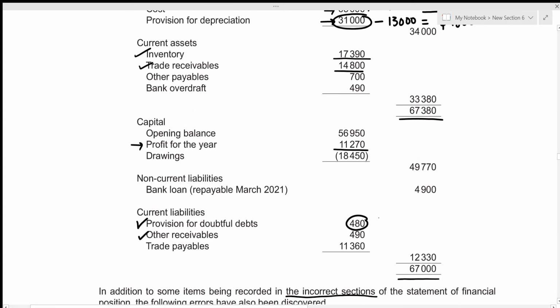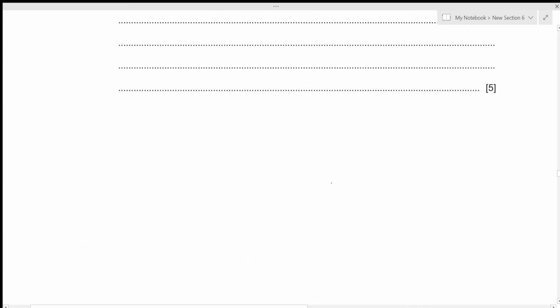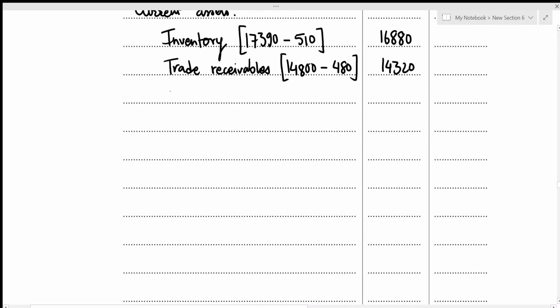Let's look at another item. We have other receivables with the balance 490. But there is an error relating to this item. So the balance of the rent receivable account, this falls under the other receivables item. Debit 220 had been included in other payables. So we can just simplify it by saying that the other receivables had been understated by 220. So in order to rectify this error, we need to add the value of 220 to the value given in the question for other receivables. So let's write that down. The given value was 490 and it had been understated by 220. So we're just going to add that amount. This gives the total for other receivables to be 710.